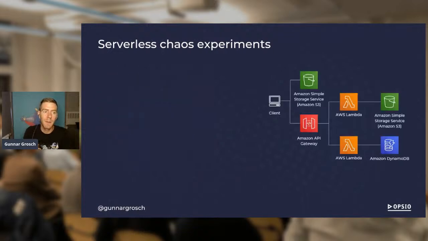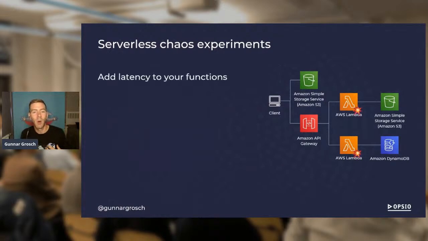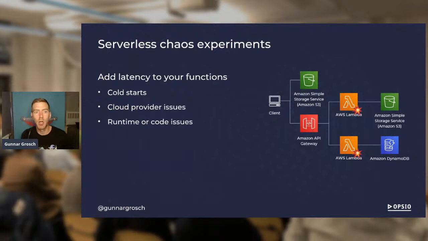And then we move on to perhaps the mother of all chaos experiments for serverless, and that's latency. Latency is something that everyone that's worked with functions has probably been affected by sometime. That might be as cold starts, for instance. First time we run a function in a while, we might have cold start issues, but it can also be cloud provider issues. It can be runtime or code issues that we have in our application. It can be integration issues, where we have latency caused by a third party, for instance.